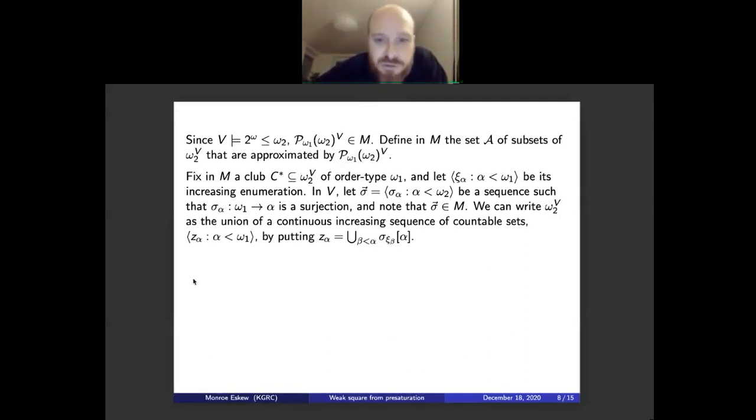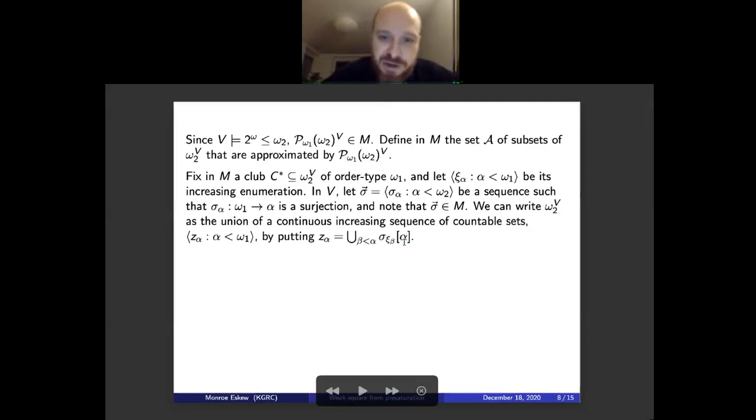So using these two things, we can write omega 2 of V as the union of a continuous increasing sequence of countable sets. So you have an omega 1 sequence, Z alpha, and you can define it like so, like I've written. So Z alpha is the union of the surjections applied at alpha that are indexed by something less than C alpha from this club. So you have only countably many things, and you're applying the image on a countable ordinal and taking the union.